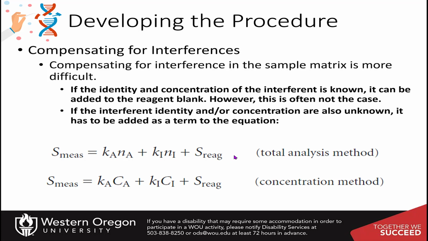So we always have to have that reagent blank to subtract out any signal that might be coming from the reagent. If the identity and the concentration of the interferent is known, it can be added to the reagent blank, right? Then we can figure out how much is coming from that, get an idea of what this signal would be, and subtract off that whole thing together. However, this often is not the case when you're working with real-world samples. We don't know what the interferent is, and we don't know the concentration of it. So if the interferent's identity or concentration are unknown, it has to be added as a term into the equation. So we have to also include it here.